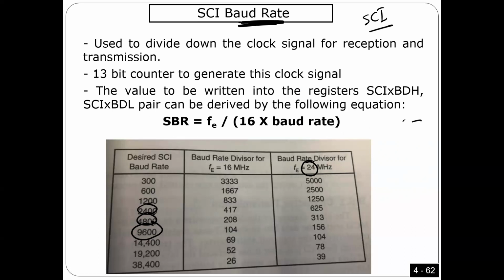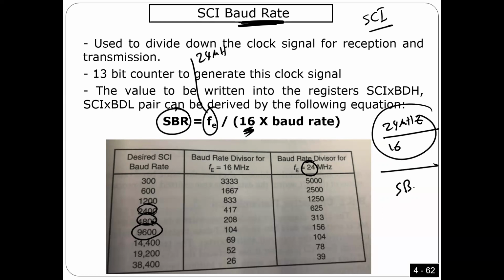Here, this is the clock, which is 24 megahertz. This clock, we divide it. So we have here 24 megahertz. This is the main clock. First, we divide it by 16, as you see here, right? And then you are going to divide it by a value we call SPR. And this should give me the baud rate, okay?